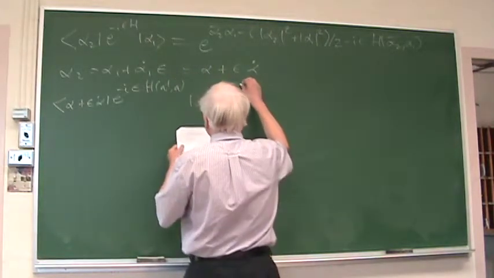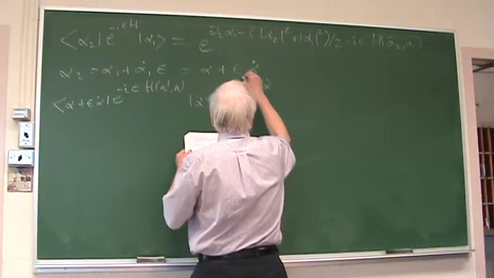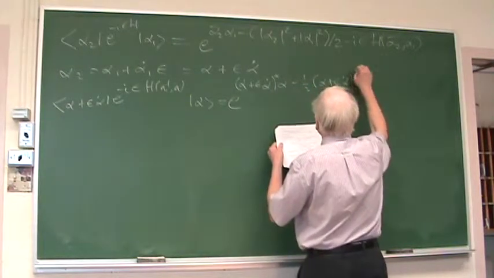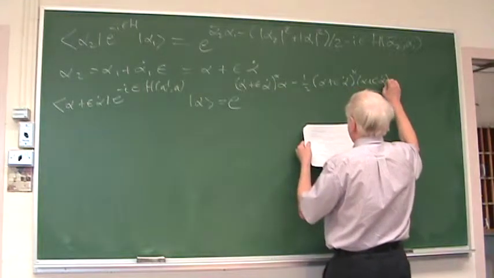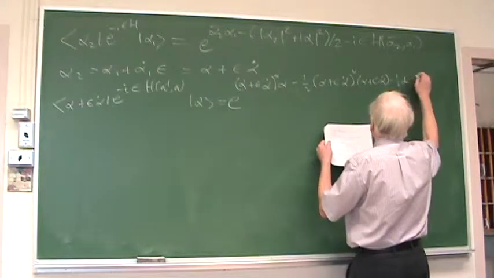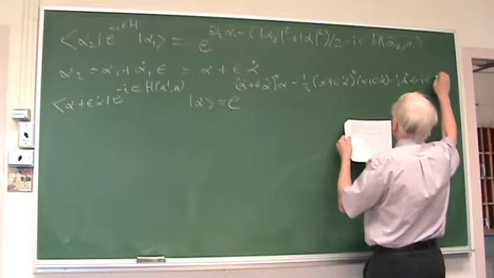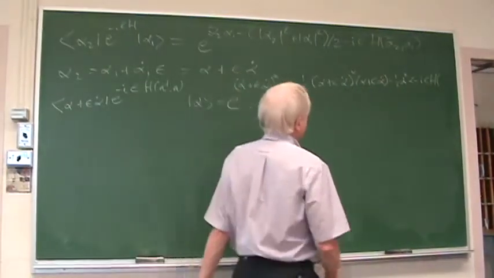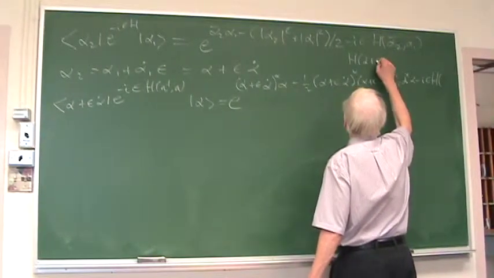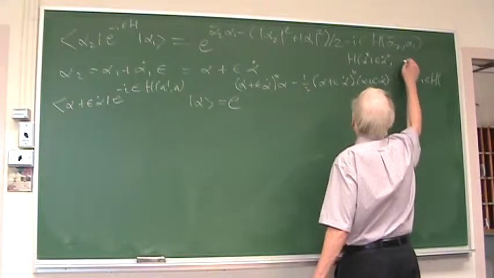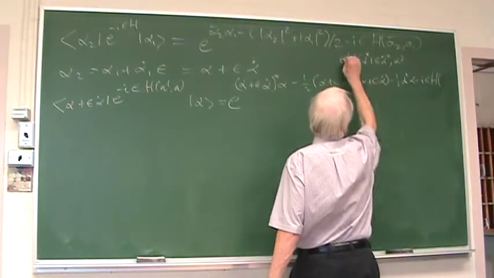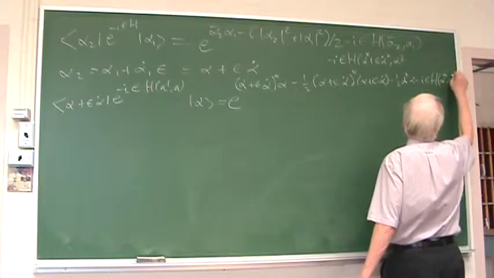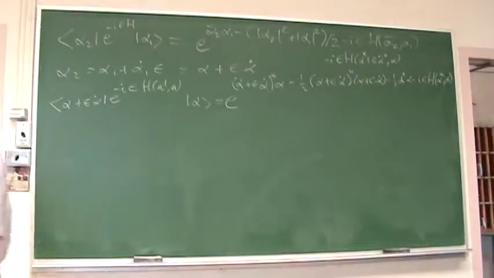And so this is e to the alpha plus epsilon alpha dot star alpha minus a half alpha plus epsilon alpha dot star alpha plus epsilon alpha dot minus a half alpha star alpha minus i epsilon h. Now we're only working to first order in epsilon, and so what we have here is h of alpha plus epsilon alpha dot star alpha. But since we multiply that by epsilon, minus i epsilon, I'm going to ignore this term. And so this is just h of alpha star alpha. So this has become much simpler.